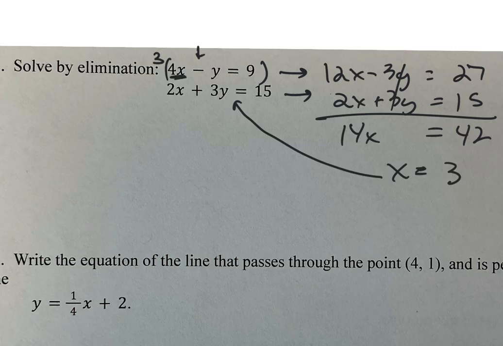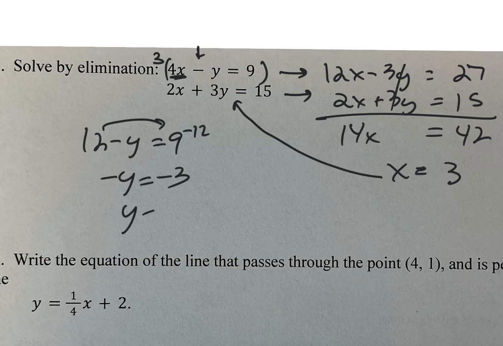Okay, so I'm going to plug in 4 times 3 is 12, minus y is 9. Move the 12 over there. Becomes negative 3. Divide by negative 1, I get 3. So they're both 3. So my x and y, 3, 3.